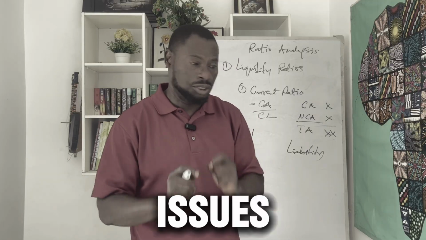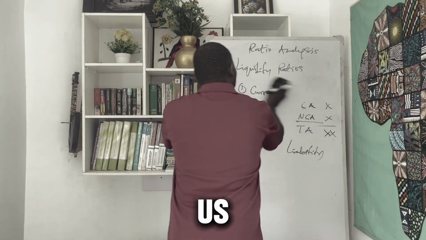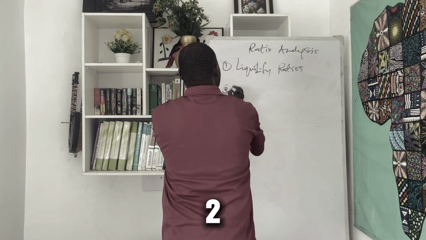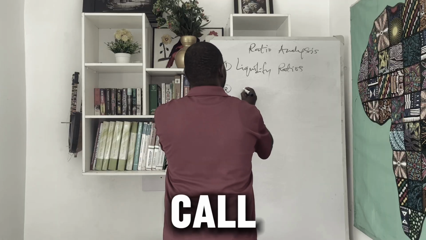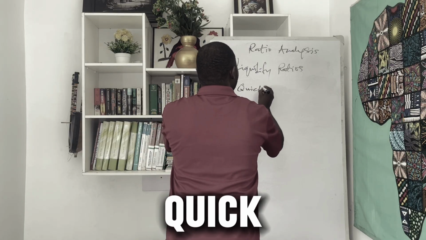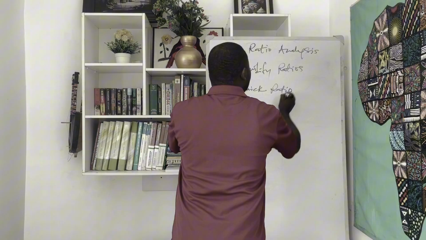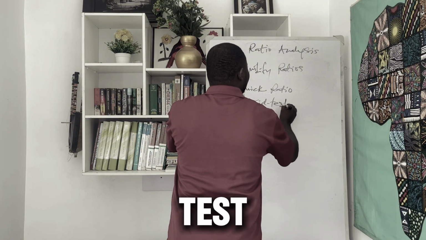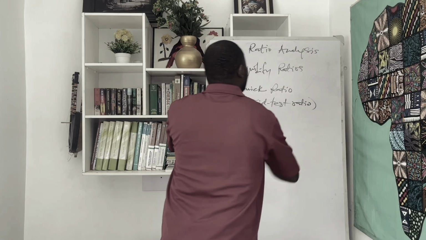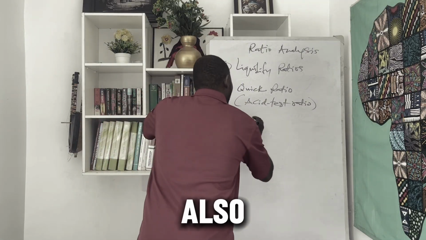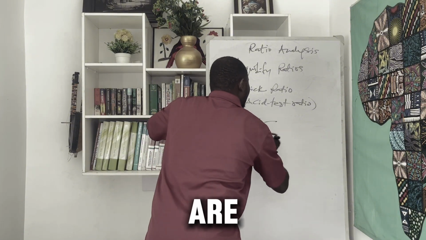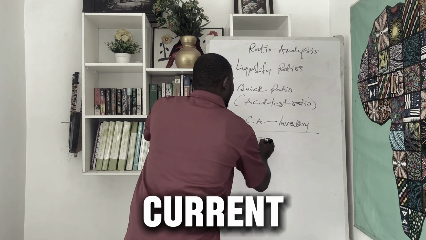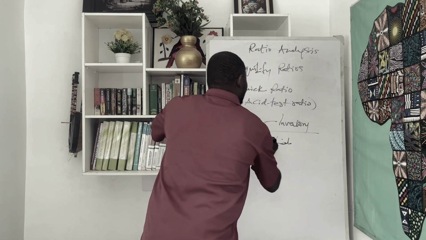having liquidity issues. The next one I want us to look at, number 2 of the liquidity ratios. The second one is what we call quick. We say quick ratio. And we also call this asset test ratio. Now, this is also current asset, but this time around we are removing something from it, which is the inventory, all of our current liabilities.